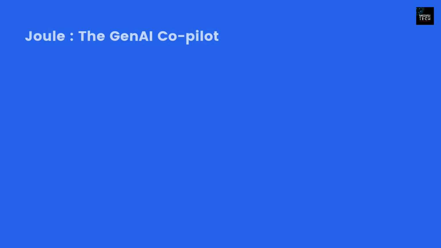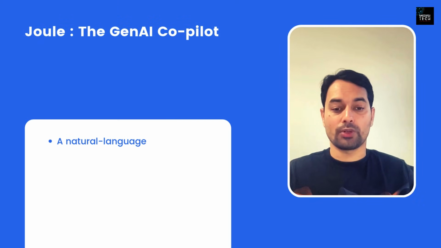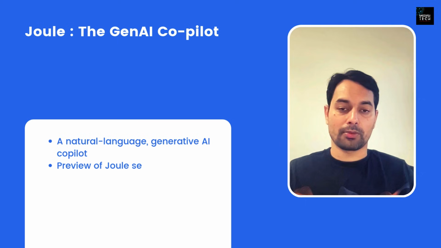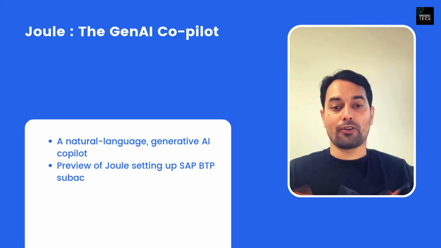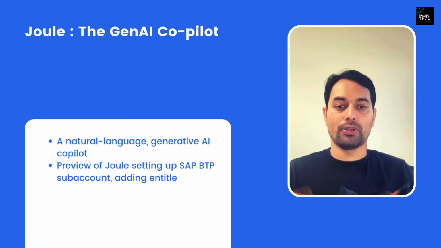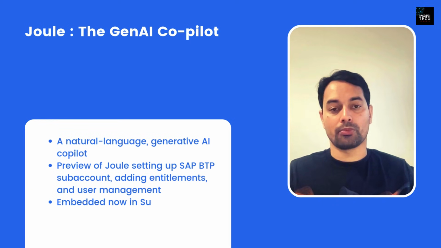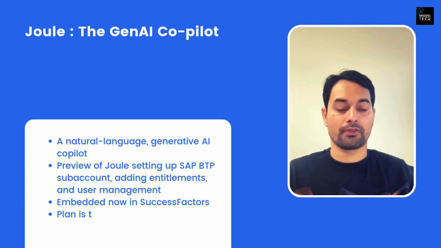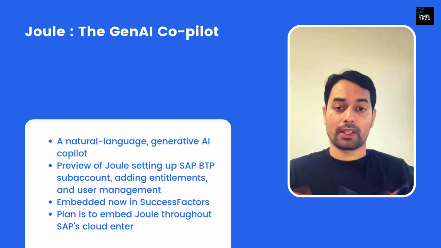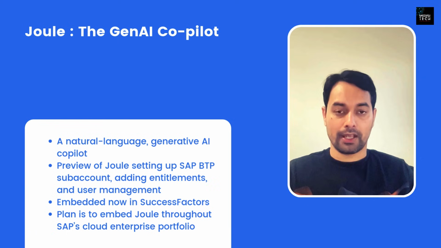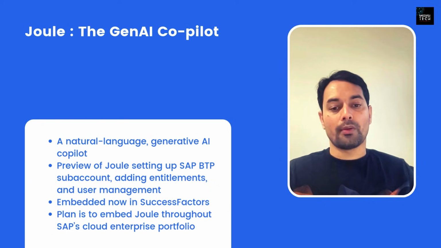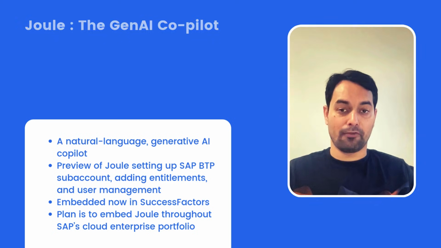So let's review it. Joule is a natural language generative AI copilot, which will be part of SAP's cloud enterprise portfolio. We have already seen the demos where Joule is basically doing things on SAP BTP, like your account creation, user management, service, and entitlements. It's doing everything. We've also seen how in SuccessFactors, it's helping the end users, managers, and employees do their day-to-day things. The plan is that this will be embedded everywhere.